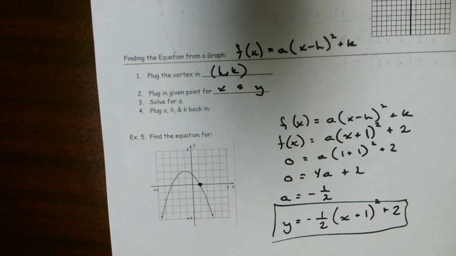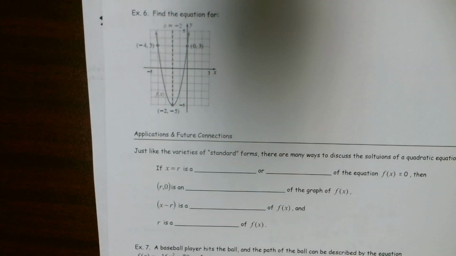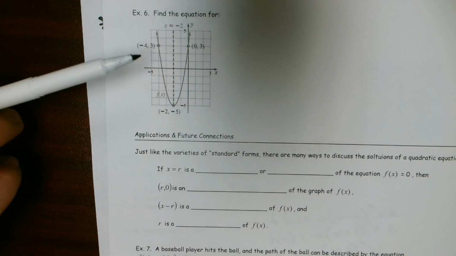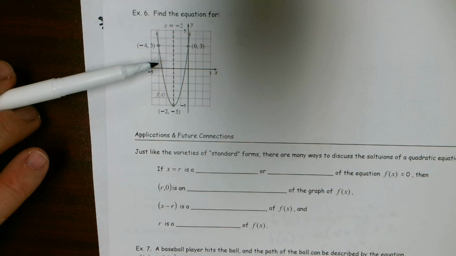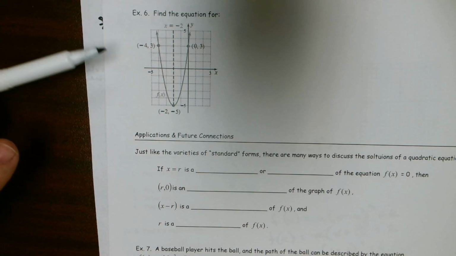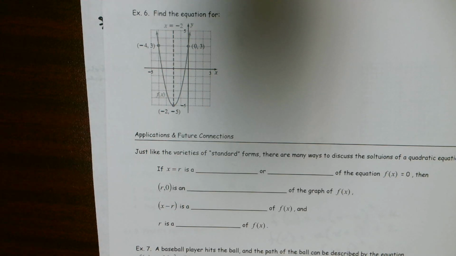So right now, what I want you guys to do is pause your video, and find the equation for this graph right here. Okay, they give you some x's and y's to use. Since the x-intercepts are not so obvious, there's the vertex. You should be able to do it rather quickly. Pause your video, give it a shot. Let me know if you have any questions.